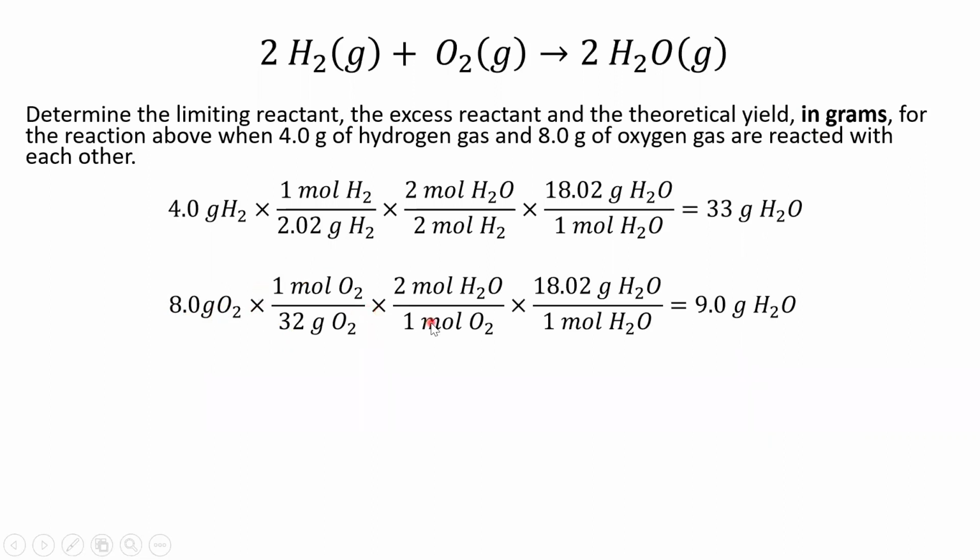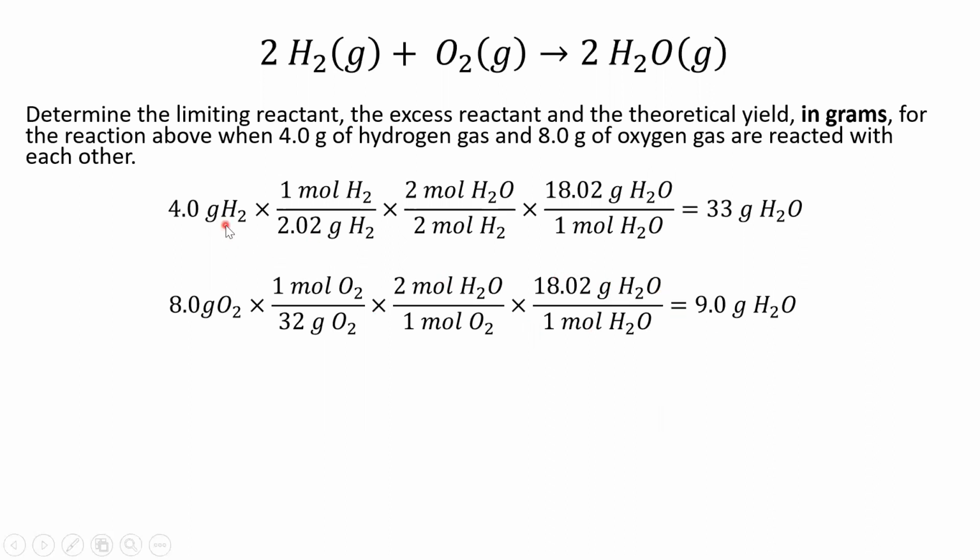The balanced equation tells us it's a 1 to 2 ratio. Again, we're going to put the 1 on the bottom because we want to cancel out oxygen. And we'll put the 2 on the top because we want to convert to water. And then we'll go from moles of water to grams of water using the periodic table.